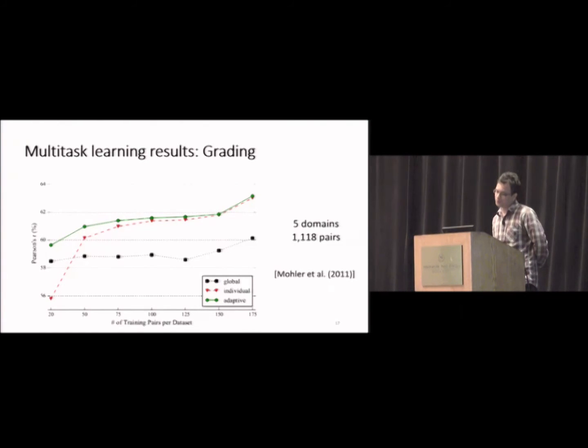So what you are seeing here is the amount of training data available per domain. The in-domain model is only using that data. So for example, if you had 20 training instances, not in total, but per domain, the in-domain model is only using those 20 instances, but the other two models are using more. Right, okay, thank you.